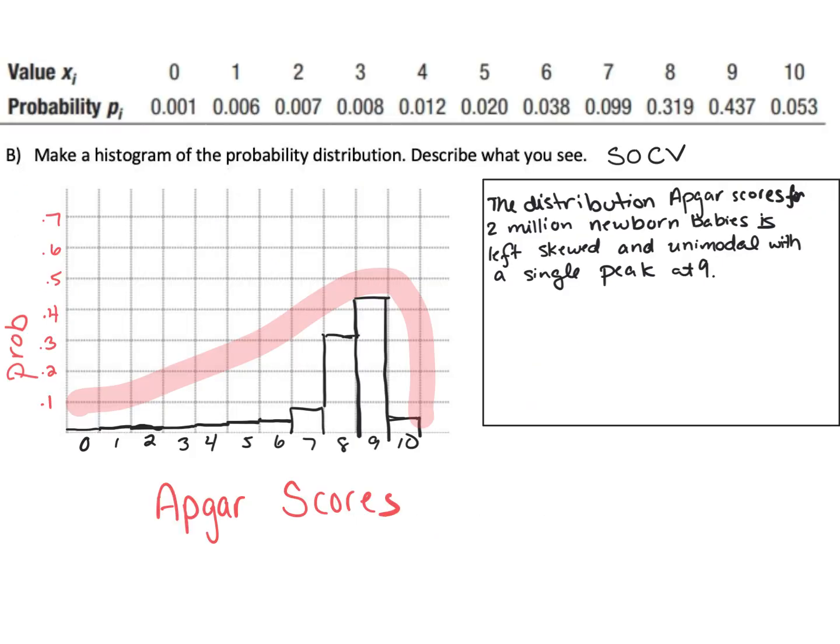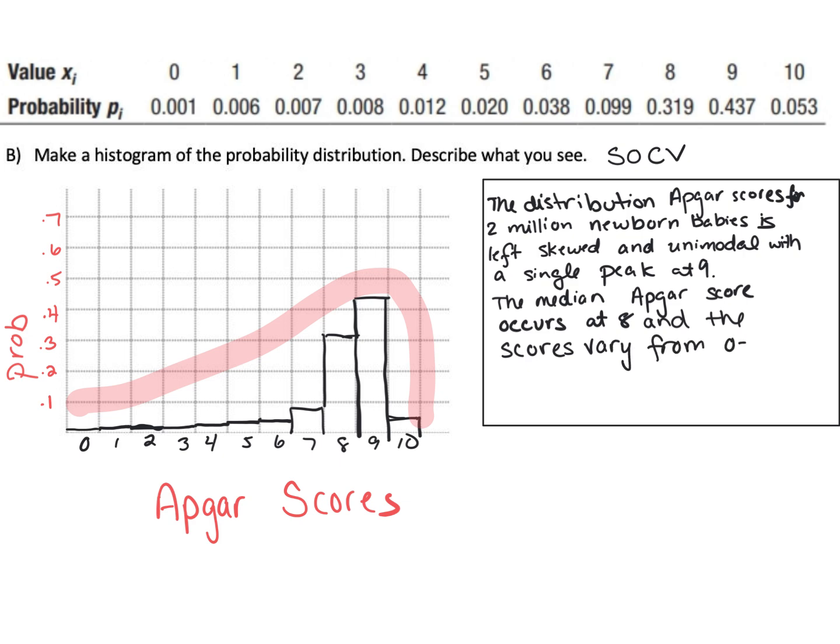Okay, so in my description, back to this, I'm going to say the median APGAR score occurs at 8, and I need to talk variability. The easy thing to do is just tell me how they vary. The scores vary from 0 to 10, right? It might be when we talk unusual features, you kind of see like this right here is really where the majority of babies fall.